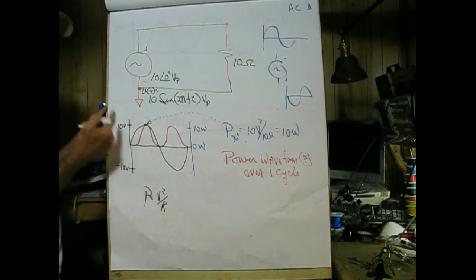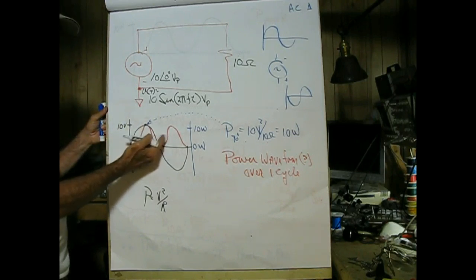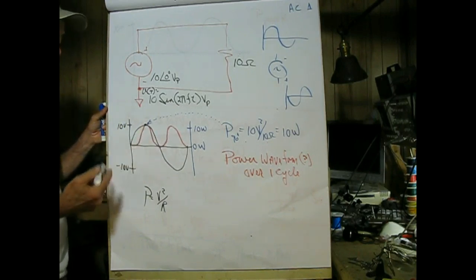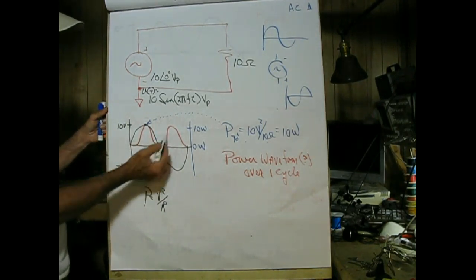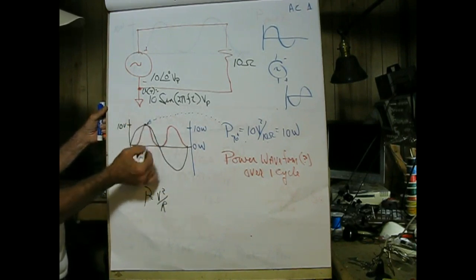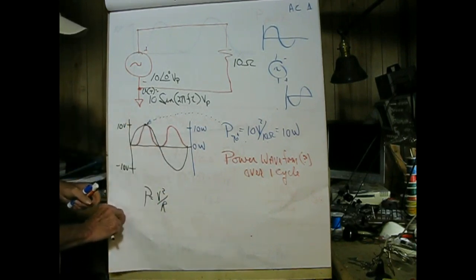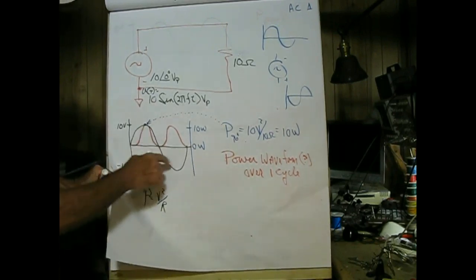Means that a regular light bulb operating from 60 hertz is flashing at you 120 times a second. So this is positive because of the squaring down here. So we get two of these power pulses, if you will, per cycle.